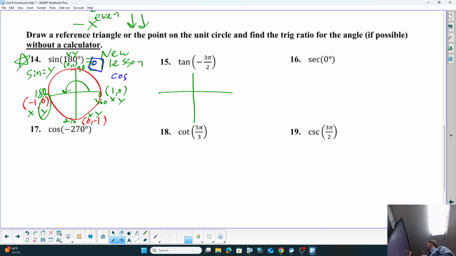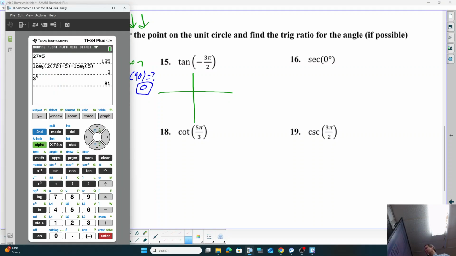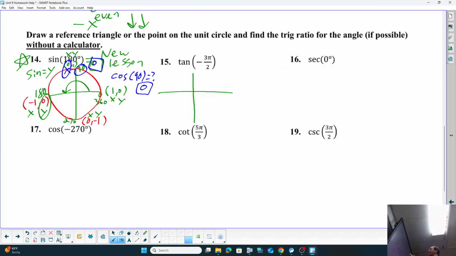What about cosine of 90 degrees? What would that be? Well, let's see. 90 degrees is right here, and cosine is actually x. So cosine of 90 would also be 0, right? Don't believe me? You can also check with your calculator. So sine of 180 should be 0. Cosine of 90 should be 0. And that means the sine of 90 should just be a 1. It is a 1.